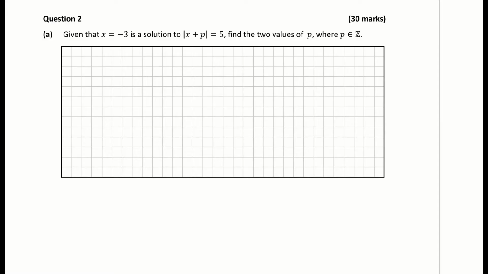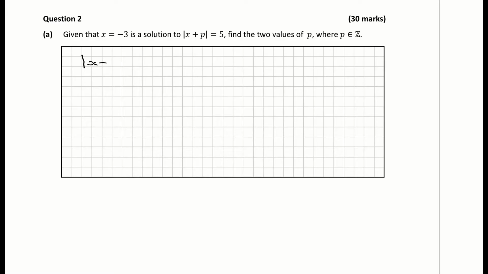Given that x is equal to minus 3 is a solution to the modulus of x plus p is equal to 5, find the two values of p where p is an element of Z, the integers. So what we're going to do here is, remember that the parallel lines around the x plus p means the modulus, so you can have a positive or a negative solution. So you always turn your answer into a positive, so that's why it's written as equal to 5. But remember that that could equal negative 5 originally.